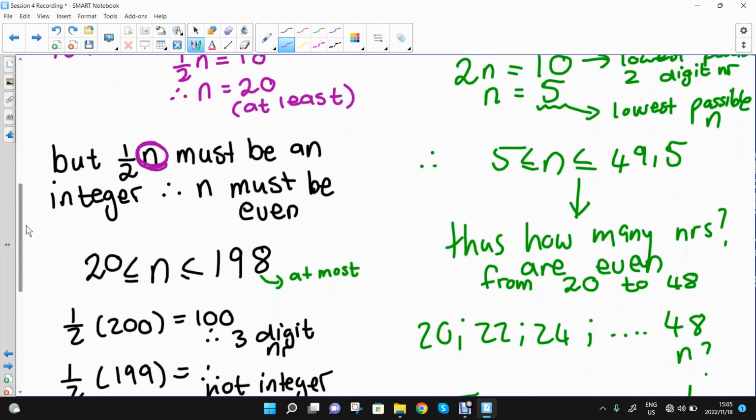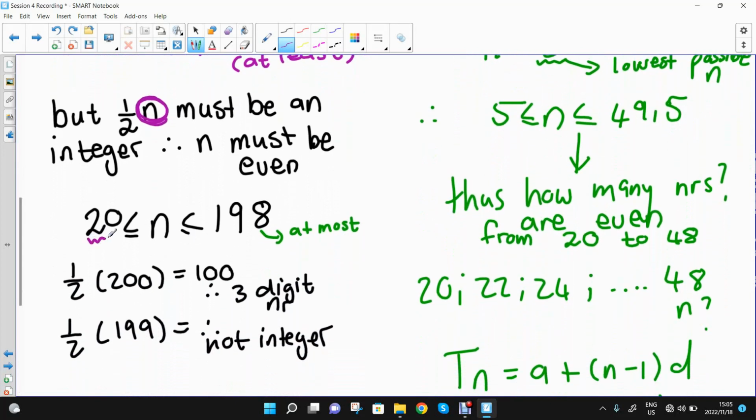So then it means that your lowest possible value for n, we saw, is 20, and the highest possible value for n would be at most 198, because as soon as you go beyond that, for instance if you've got a half times 200, you will get a 3-digit answer, and this is not allowed. If you take a half times 199, again you don't get an integer. So for this scenario, 198 is going to be your biggest possible answer.